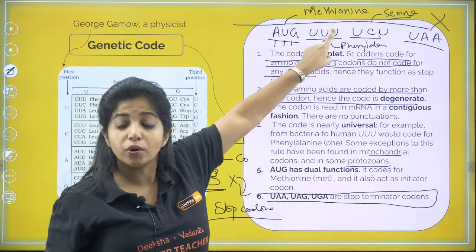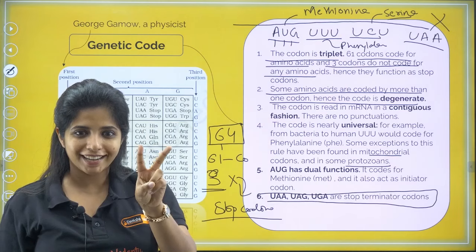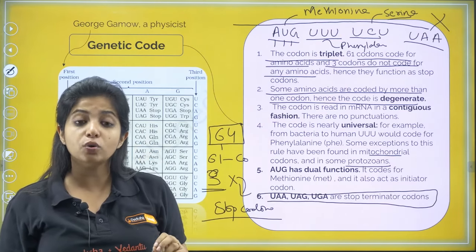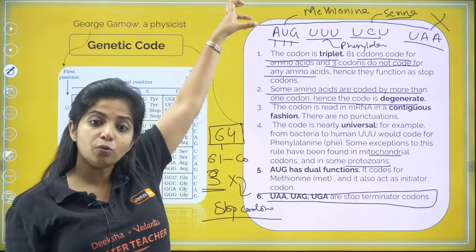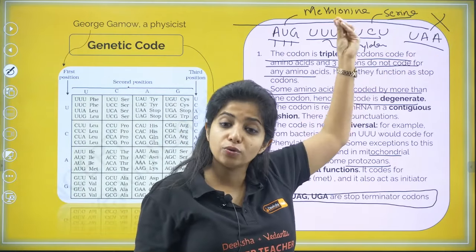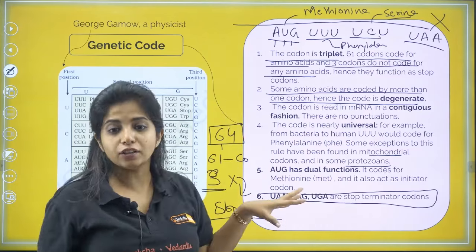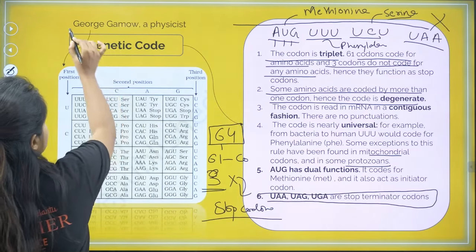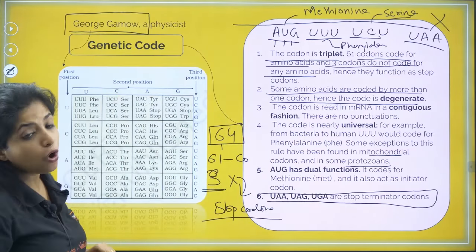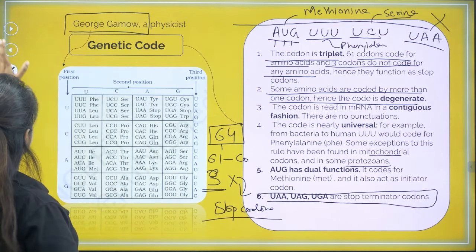AUG codes for methionine, and it is also the start codon. It has a dual function. It codes for methionine and it is also a start codon. If it is there, then only the process of translation will happen. UAA, on the other hand, are stop codons; they do not code for anything. Translation will stop here. So these are the features of the genetic code, and the genetic code was given by George Gamow. His name was what? George Gamow, my dear children.